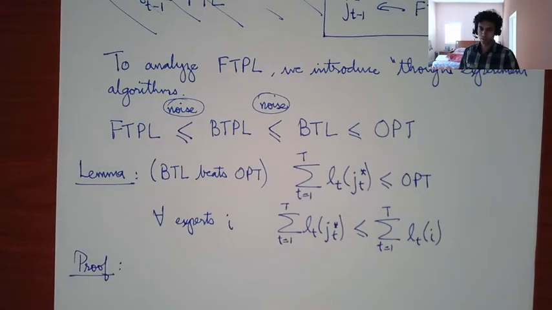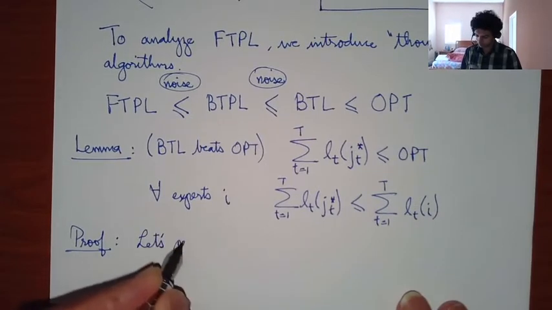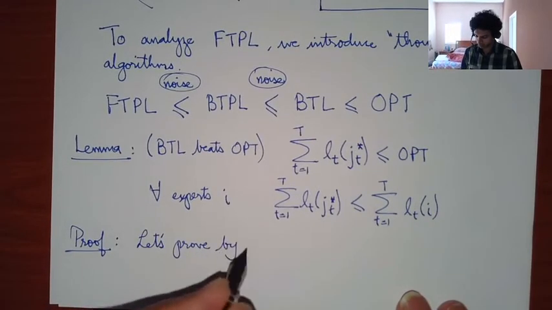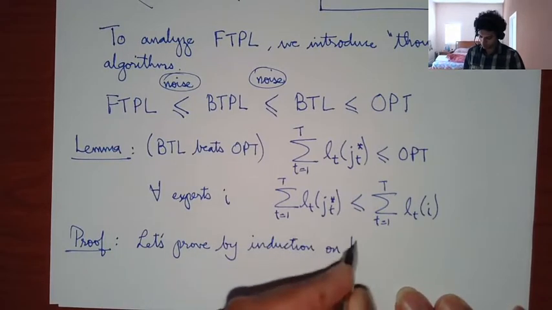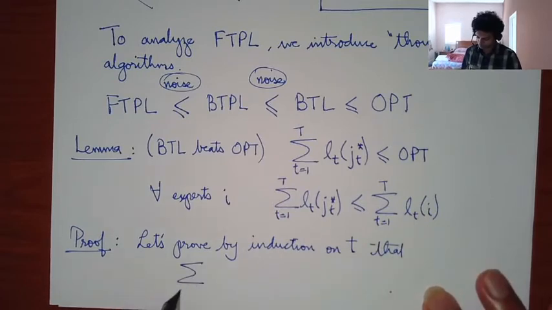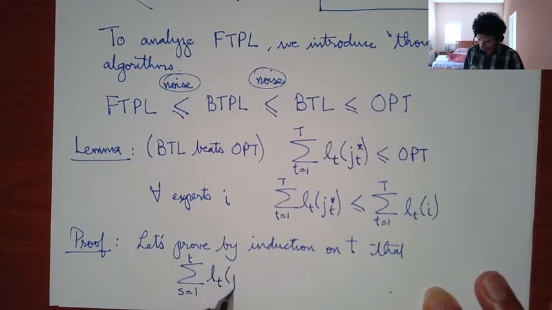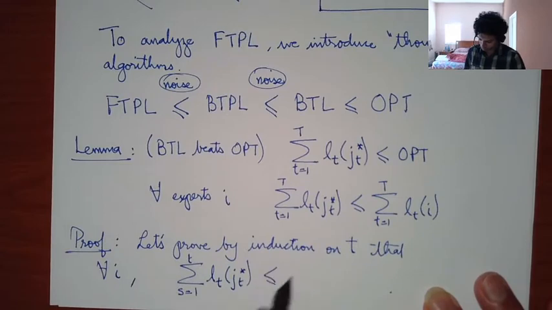So the proof is by induction on little t. Let's prove that for any intermediate step, for all i, the summation over s going from 1 to t of L_s of J_s star is at most the summation over s going from 1 to t of L_s of i.